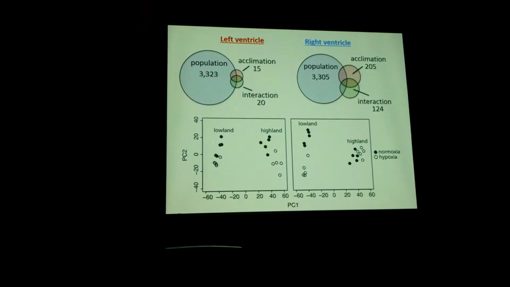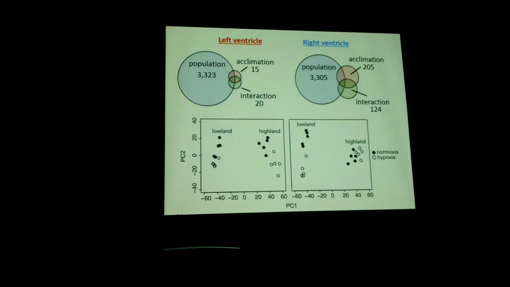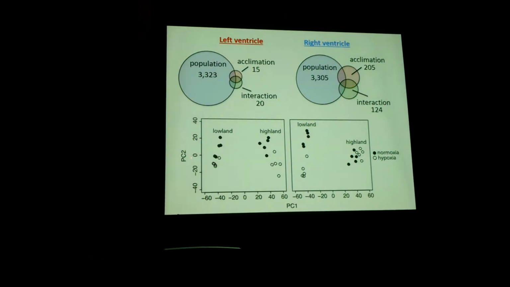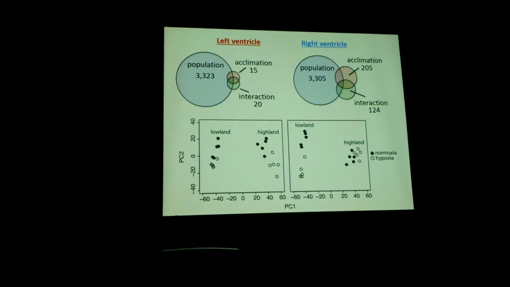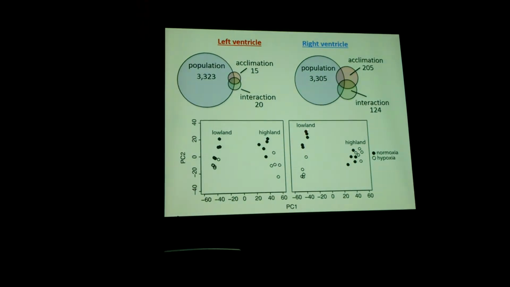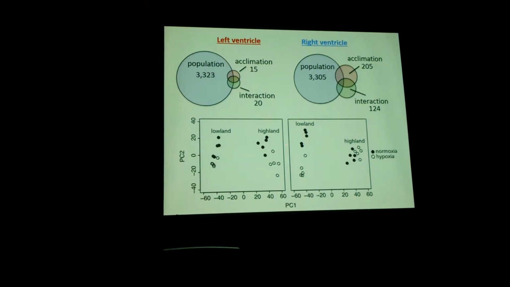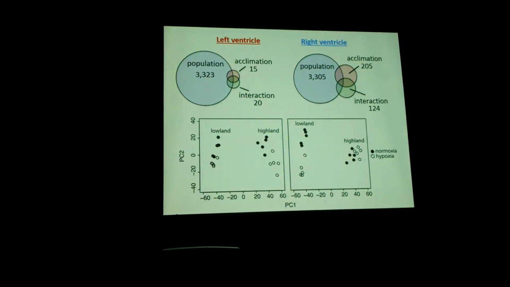And along PC2, we see that here's closed circles are normoxia, open circles are hypoxia. So normoxic and hypoxic conditions sort of are distinguished along PC2. So we see that very clearly in the left ventricle. We see the same pattern in the right ventricle in lowlanders, that normoxic individuals are clearly distinguished from hypoxic individuals here.